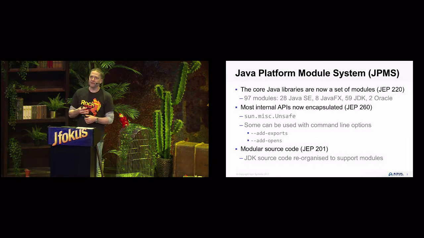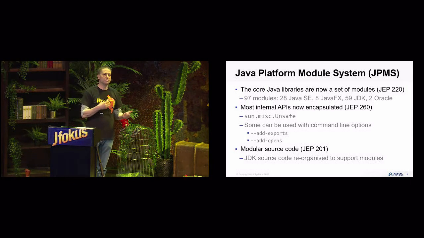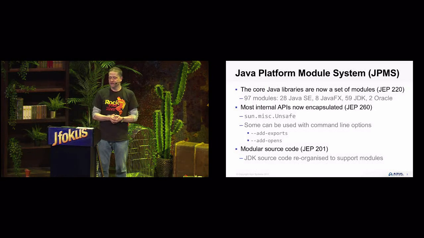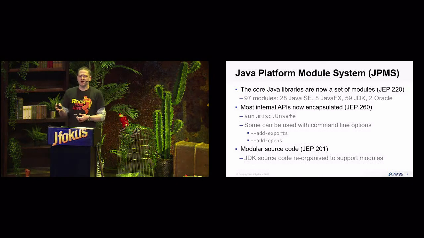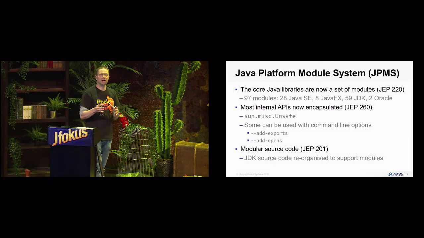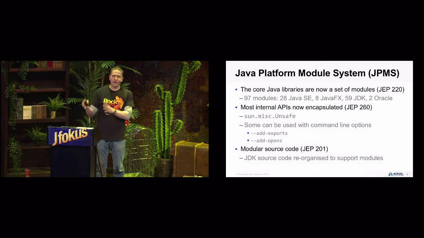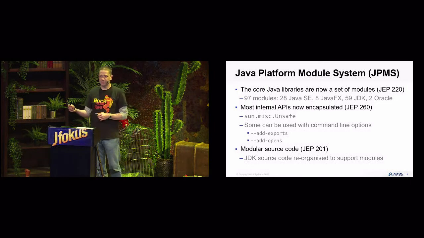There are 59 that are specific to the JDK itself. So that's some of the compiler tools, monitoring, things like that. And then there are 2 which are Oracle specific as well. The other key thing about modularity is the idea that a lot of the internal APIs, which are the APIs that you're not supposed to use, and are there to make the public APIs work, are now encapsulated.